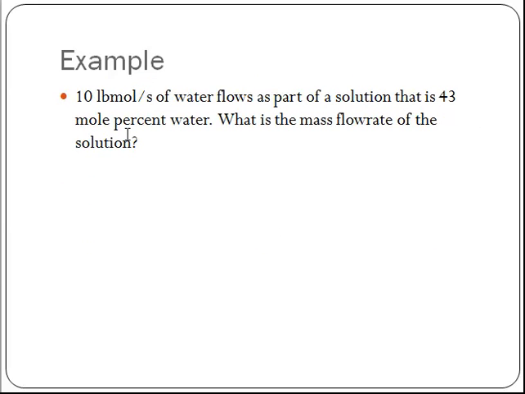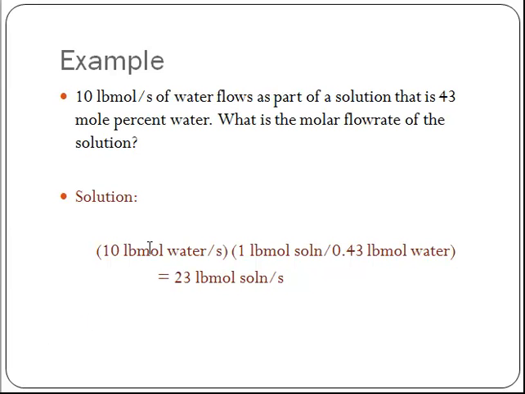Similarly, if I had 10 pound moles of water flowing in a solution that's 43 mole percent water, okay, so this is just the pure water, but it's in a solution that's 43% water, then I'm going to say 10 pound moles of water per second. It's 0.43 pound moles of water per pound mole solution. That means I want to divide by 0.43 pound moles of water per pound mole solution. Pound moles of water cancel. I'm left with 23 pound moles of solution per second.